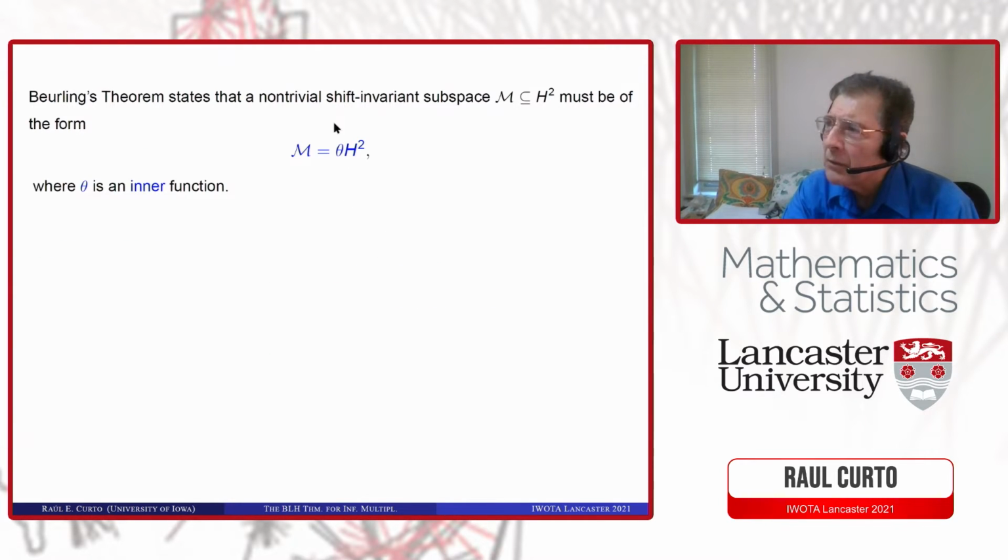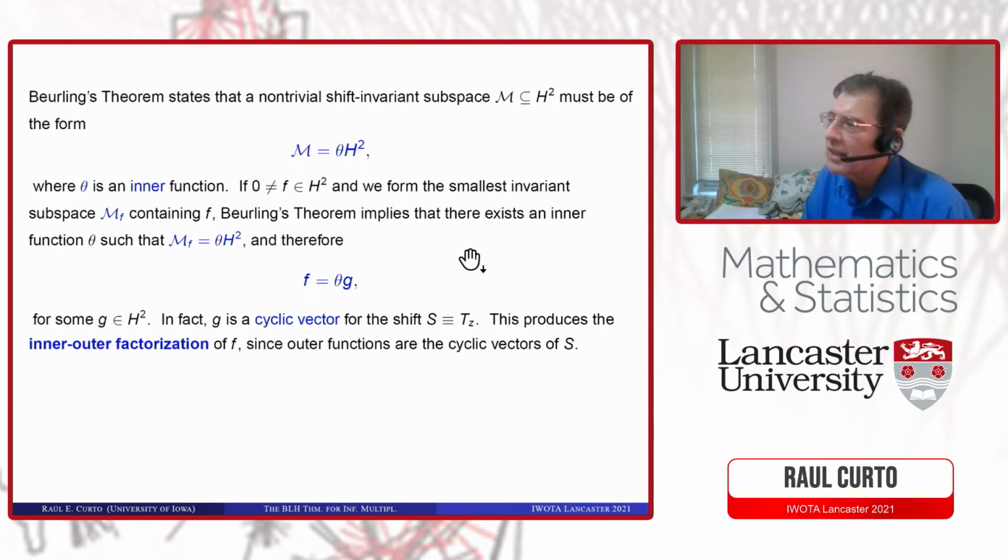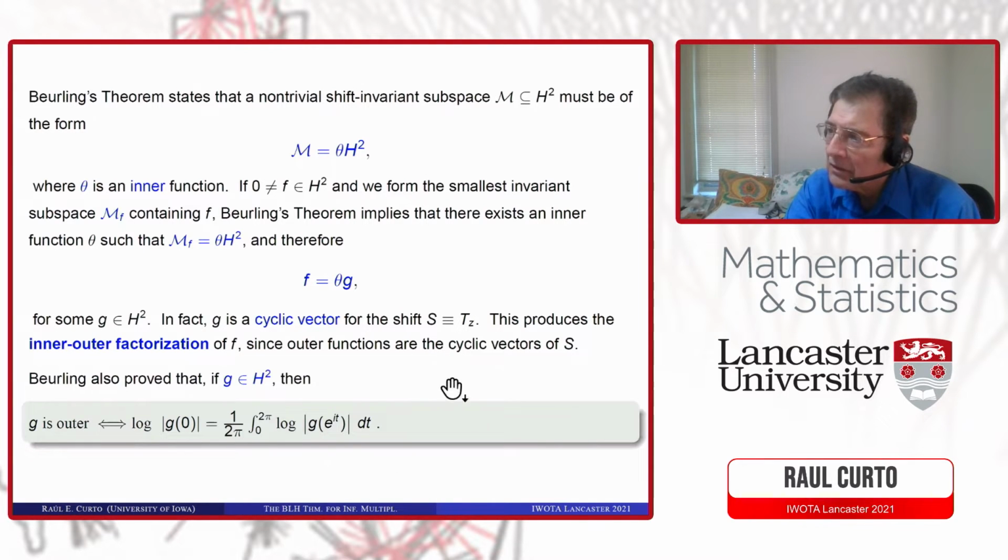Okay, so now we come to the Beurling theorem that states that a non-trivial shift invariant subspace has to be of this form, where theta is an inner function. And if F is non-zero, and we form the smallest invariant subspace containing F, Beurling's theorem implies that you can find an inner function theta with the property that F is equal to theta G, and G can be chosen to be a cyclic vector for the shift. And so we end up with the inner-outer factorization of F, since outer functions are cyclic vectors of S.